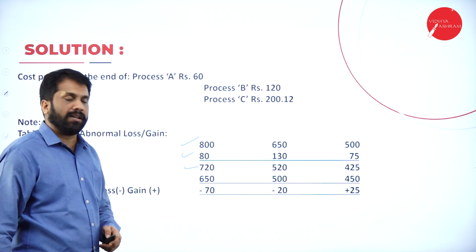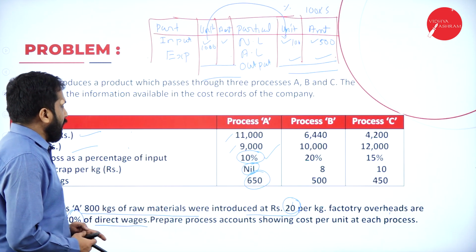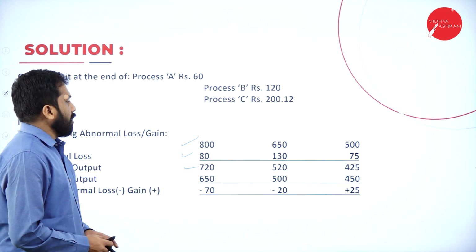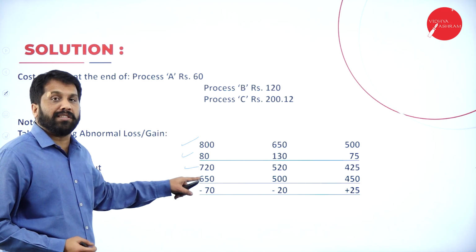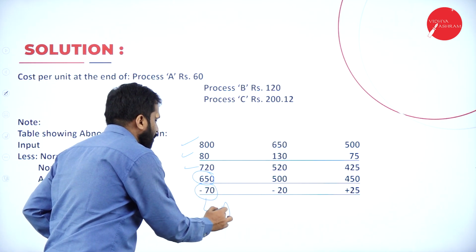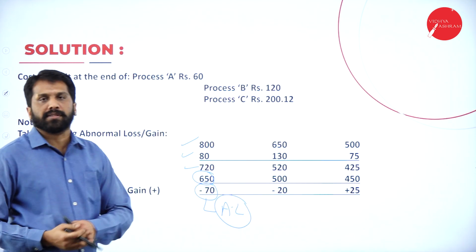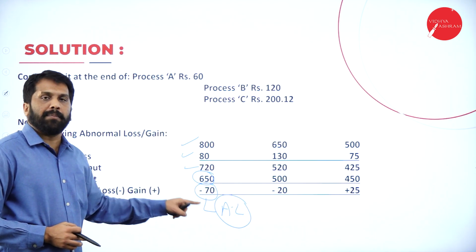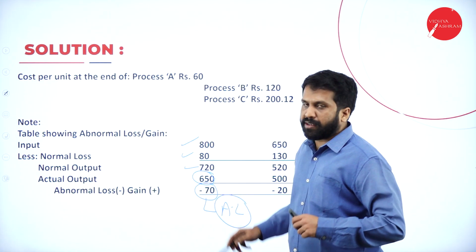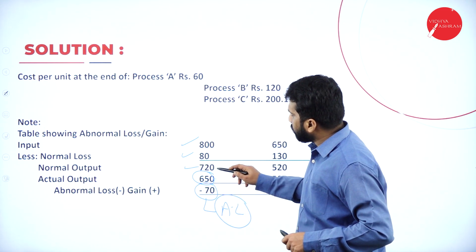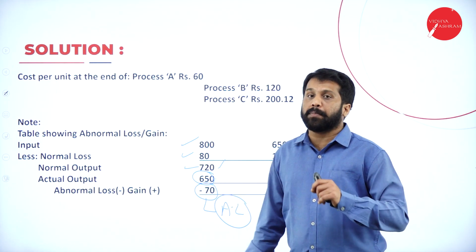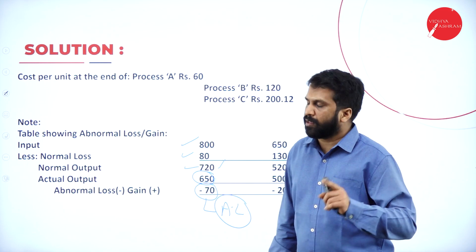But how much did you get? As per the question, you got 650. Now, your expectation is 720, but you got 650. What is the shortage? Shortage of 70. This is called abnormal loss. Now, if the output given in the question is less than your expectation, it is abnormal loss. If what is given in the question is more than your expectation, it is abnormal gain. Hope you are clear.